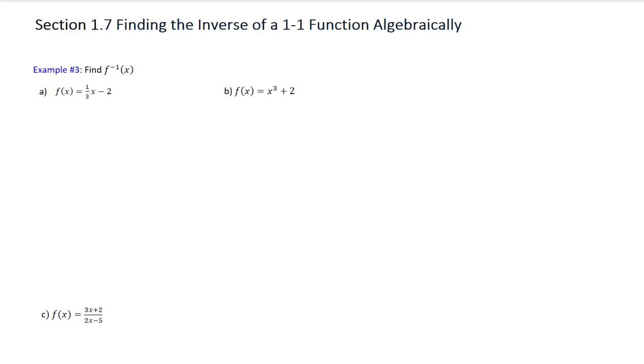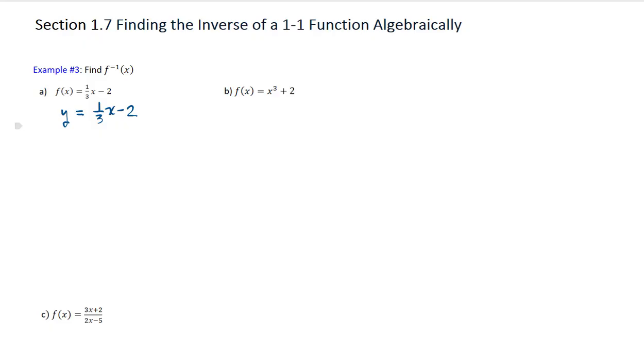Welcome to a video on finding the inverse of a one-to-one function algebraically. Note that there are 4 simple steps that we can take to find the inverse of a one-to-one function. Refer to our guided notes. For example number 3, part A, to begin, let f of x be y.